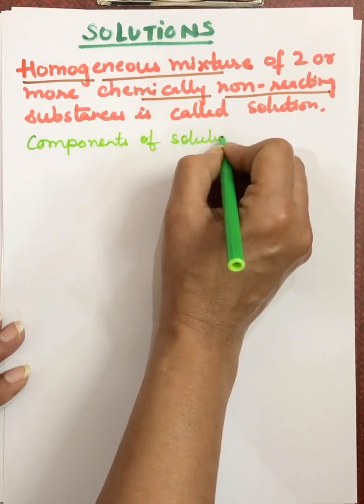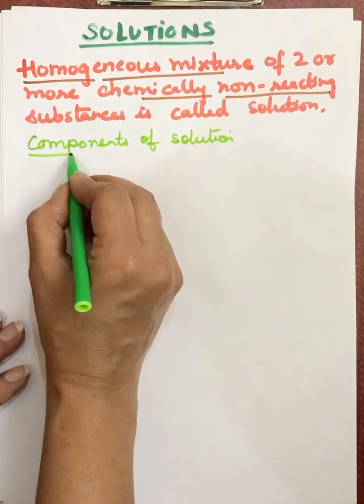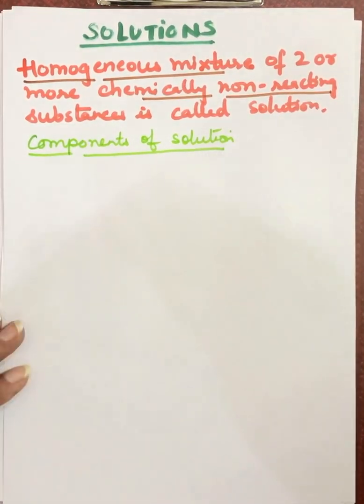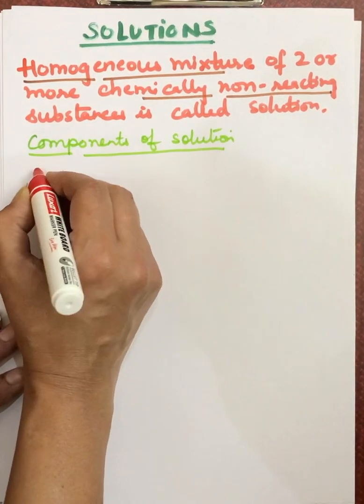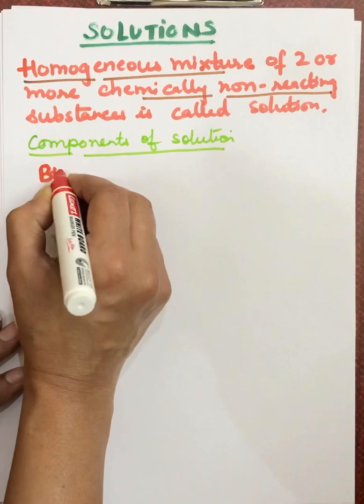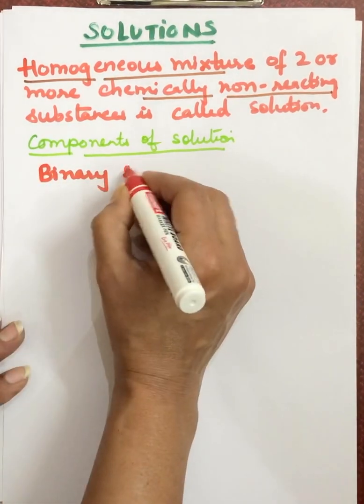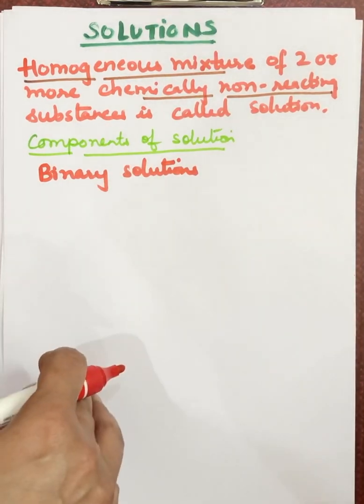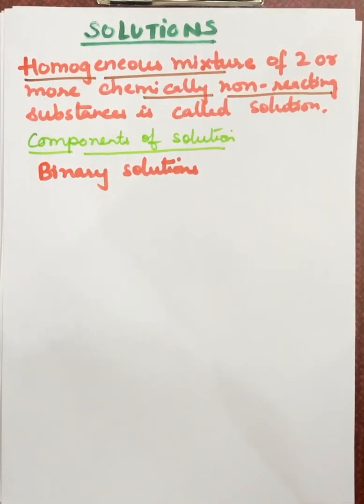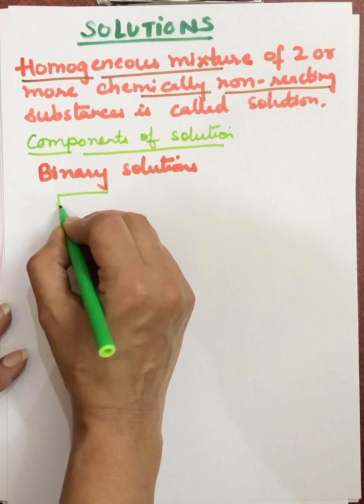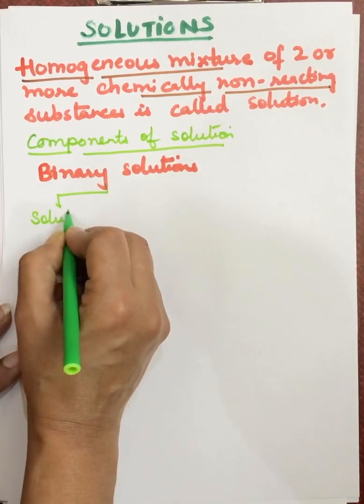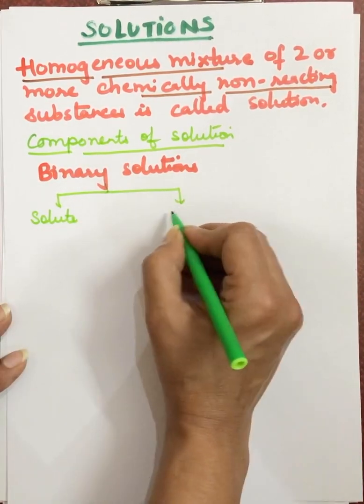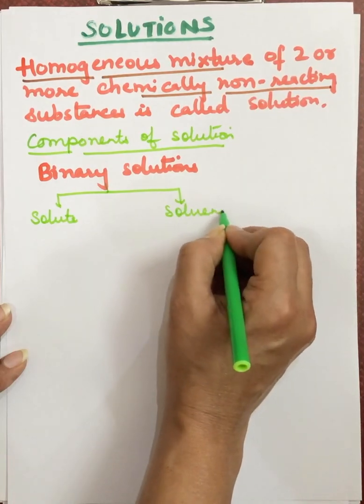Next we have components of a solution. Since we have done that it's a mixture of two or more chemically non-reacting substances, there can be many components in a solution, but we are restricting our topic only to binary solutions. Binary solutions means we are just taking two components in a solution. One component in this solution is a solute, and the other one is a solvent.